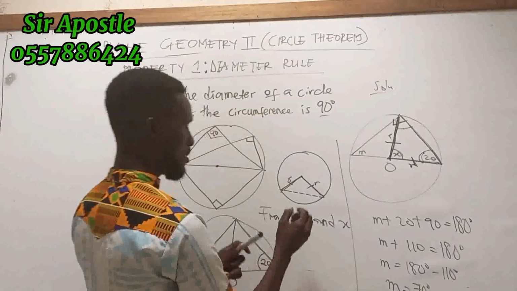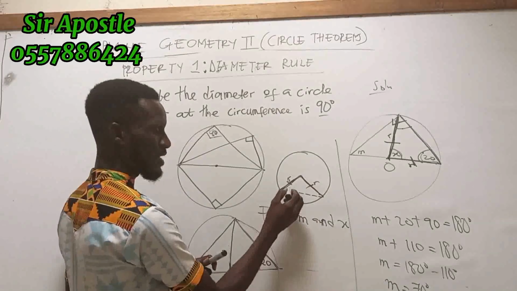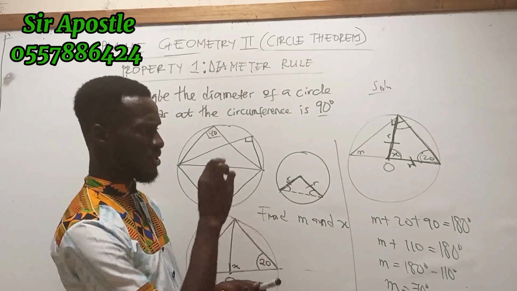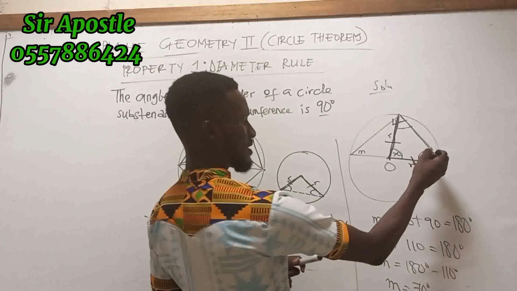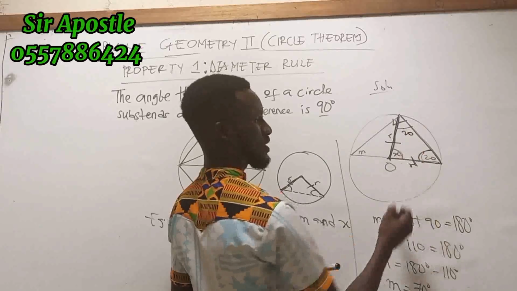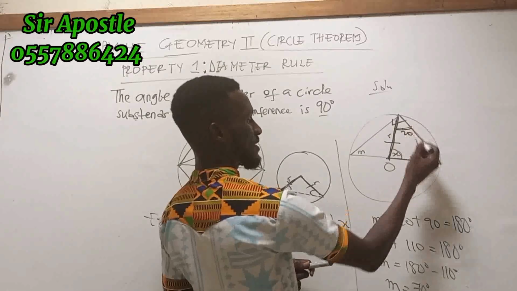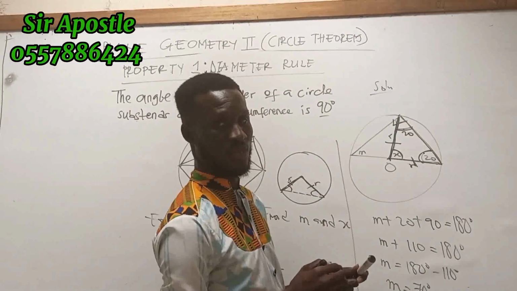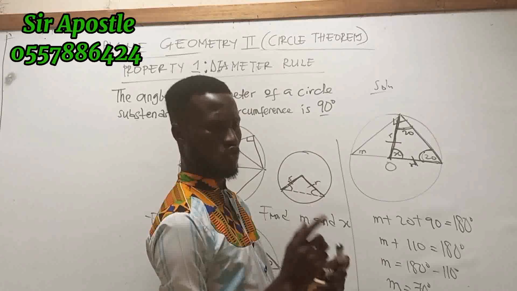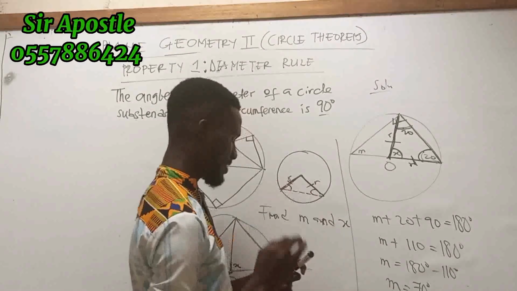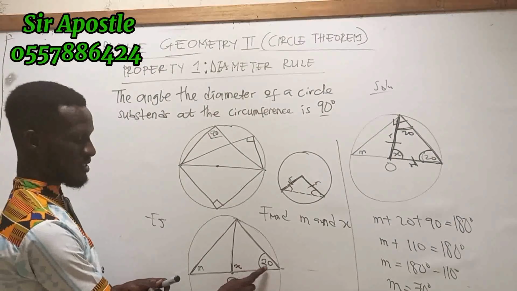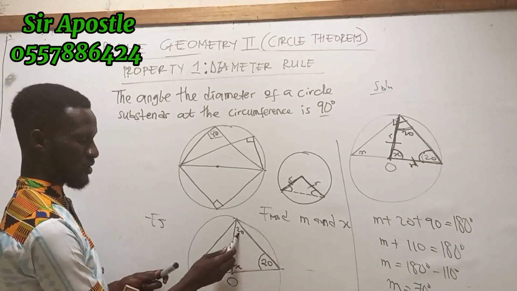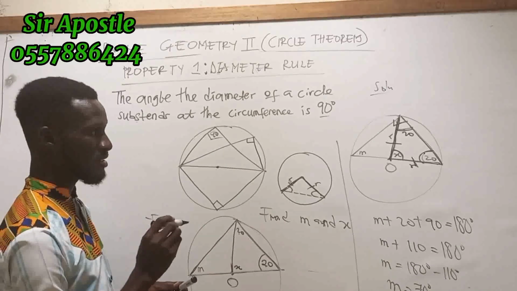I hope you remember. This side and this side are the same. This angle and this angle are also the same. So we can easily solve for the value of x. Since here is 20, this side is also 20. So 20 plus 20 plus x is supposed to give us 180 degrees, because it forms an isosceles triangle. Very simple.